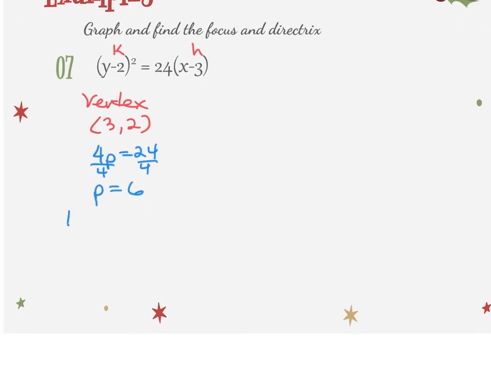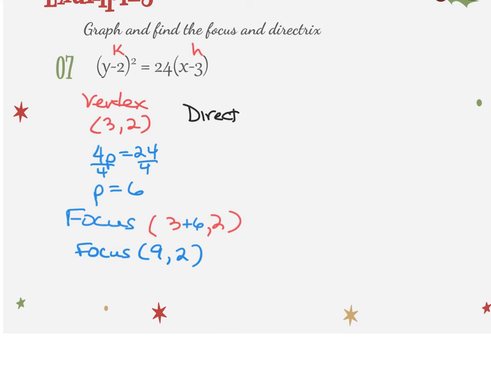To find my focus, again, I'm using the vertex, but this time my non-squared variable is the x. So I'm going to add p to the x of the vertex. So my focus is located at 9, 2. So I'm adding the p to the x. My directrix, again, the non-squared variable is the x. I'm taking that x from my vertex and subtracting p from it. So then my directrix is x equals negative 3.